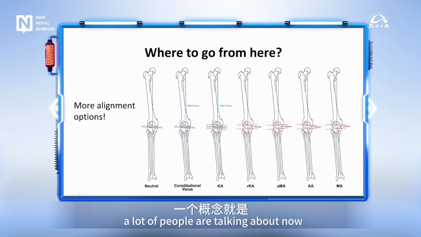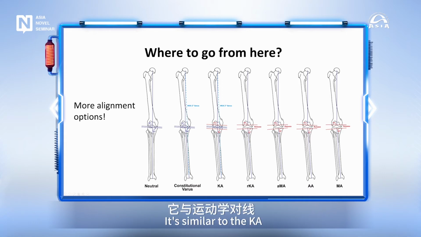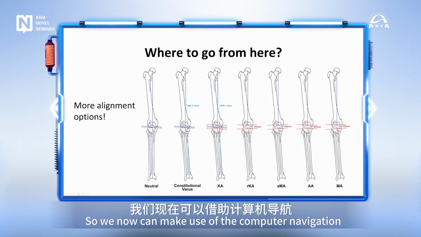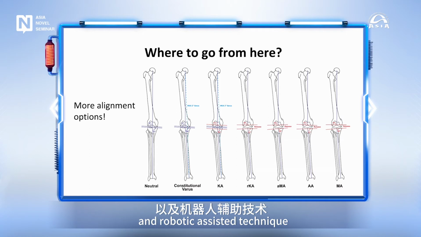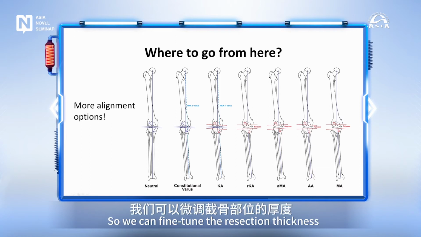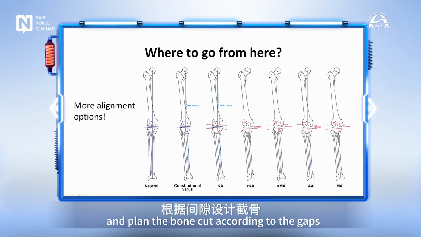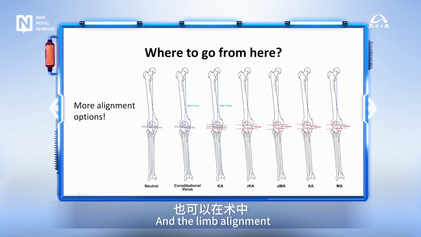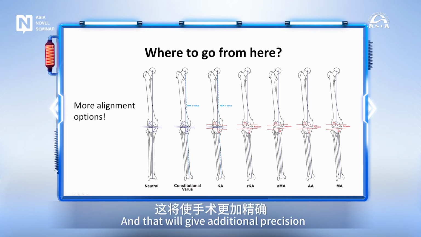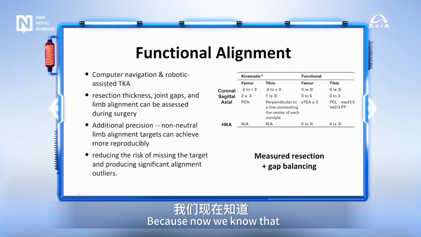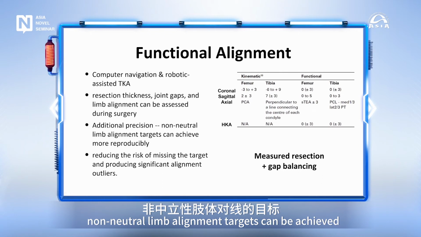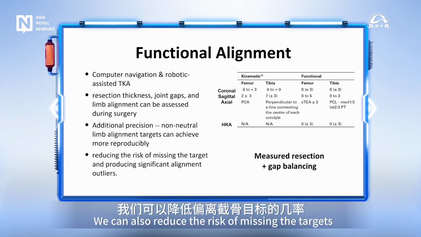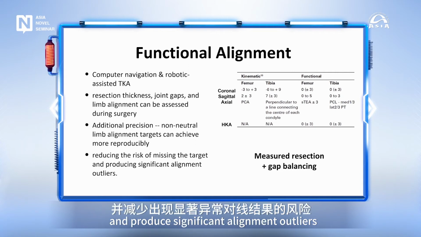Another concept a lot of people are talking about now is functional alignment. It's similar to the KA or restricted KA, RKA. We can now make use of computer navigation and robotic assisted techniques. So we can fine tune the resection thickness and plan the bone cut according to the gaps. And the limb alignment can also be assessed intraoperatively because we have the navigation. That would give additional precision. Because now we know that non-neutral limb alignment targets can be achieved very reproducibly, and we can also reduce the risk of missing the targets and producing significant alignment outliers.